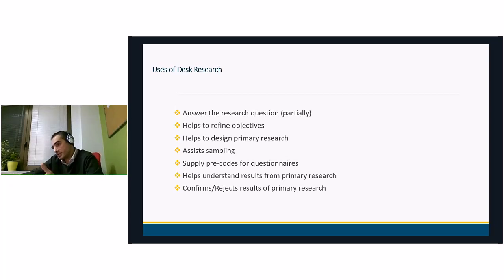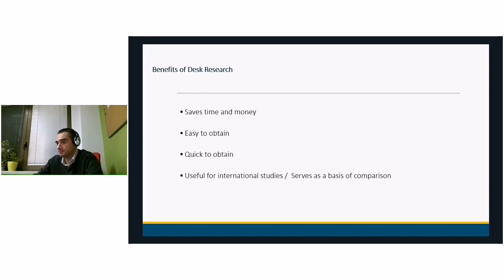Apart from the good side of desk research, the benefits, we also have additional benefits, which are that it saves time and money. Someone else did it before us, so it will save us time. We will not devote that much time, and it will save us money. We will not do it again. We don't have to pay for different journals, etc., where to find the information. Sometimes it is easy to obtain. If it's online, if it's free, we could just download it in PDF format. Again, it would be very quick to get it if it's online.